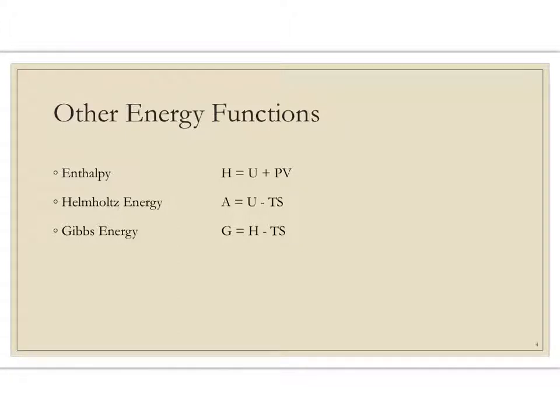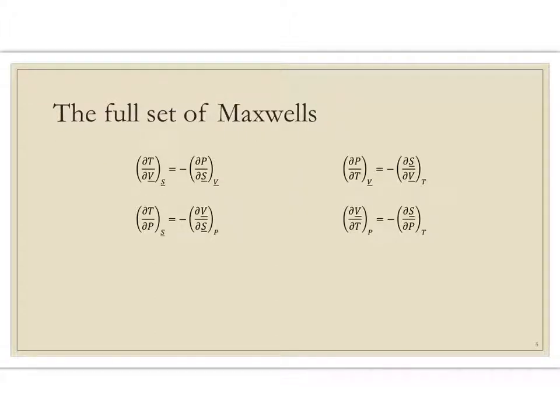So these other energy functions are defined as H is U plus PV, A is U minus TS, and G is H minus TS. From these, for a system that is either intensive, pure, or in a closed system pure, we get the full set of Maxwells shown here. And we've looked at how these can be derived, and we also know that we can involve mixtures also. But this is the set that we're going to be looking at today for pure substances.